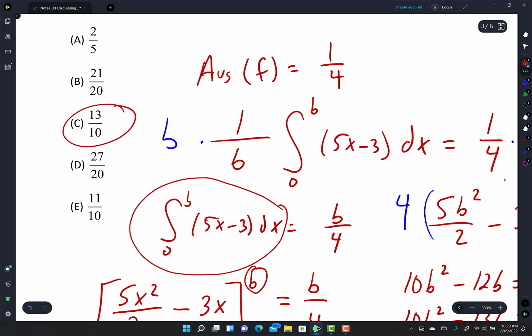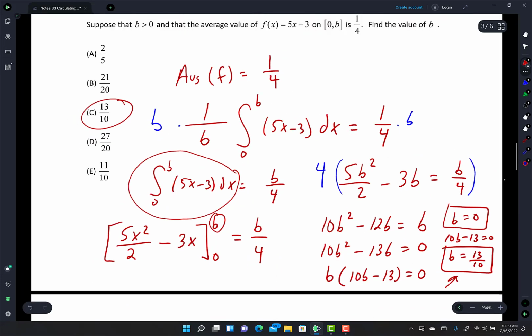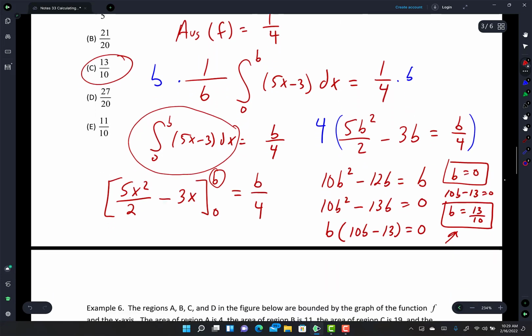So you can see how this question is almost entirely algebra. The only calculus is in the very beginning with the setup. You got to know that. And then the antiderivative part. Everything else is algebra. Are we cool, guys? So the calculus is not going to be what's going to stop you. It's going to be the algebra. Cool? Okay.